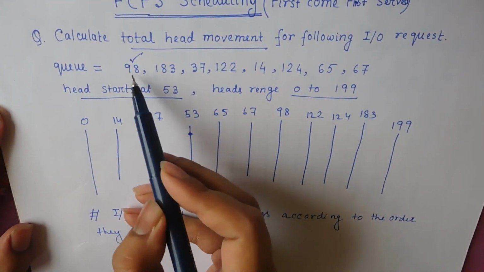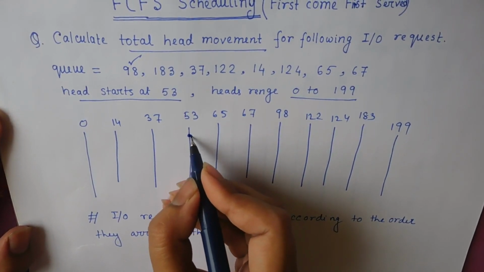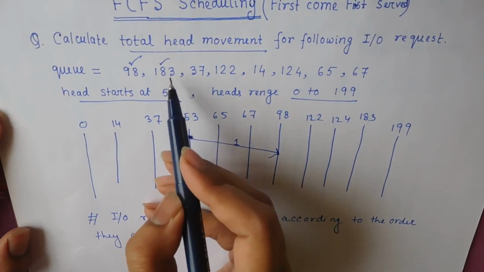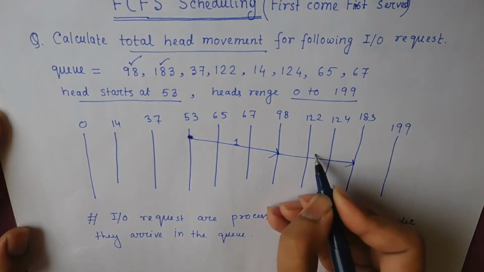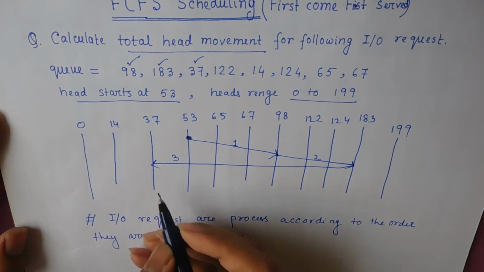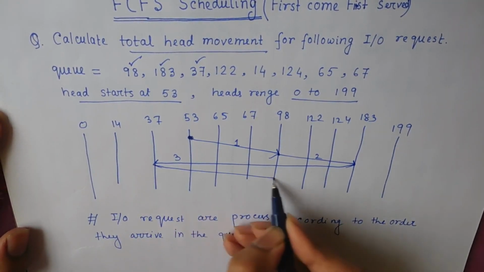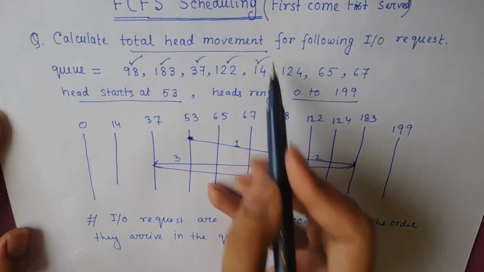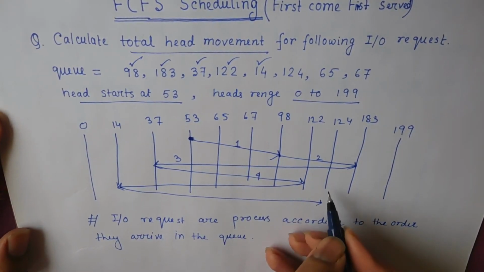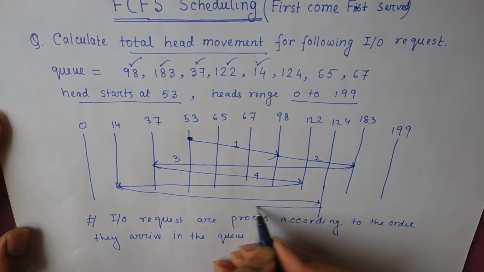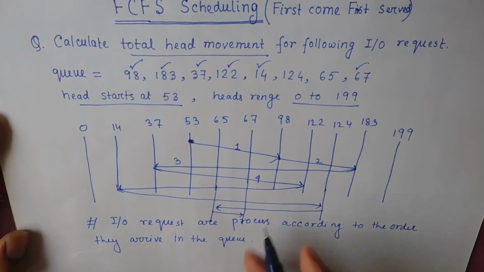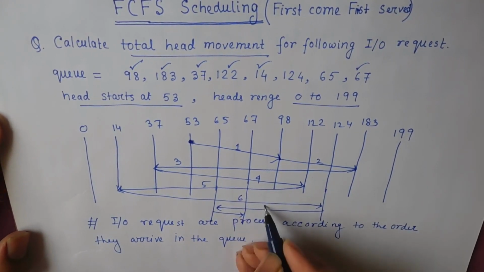So first comes 98. So we move the head to 98. This is our first move. Then move to 183. This is our second move. Third move 37. And then to 122, fourth move. Then 14. Then 124. Then 65. And then 67. So it is our head movements 4, 5 and 6, 7, 8.